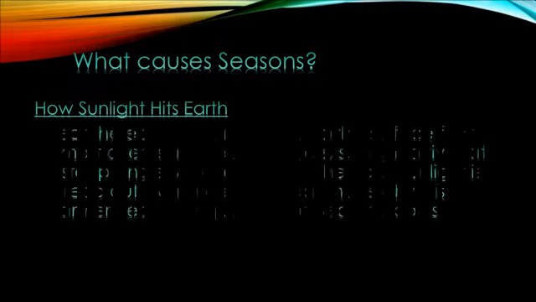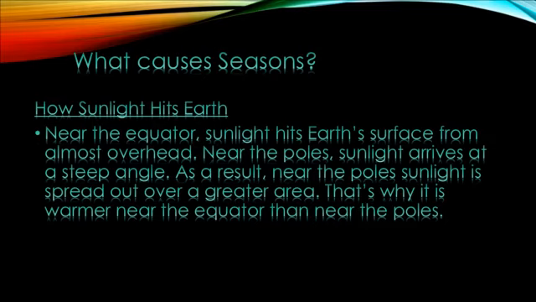The first is about how sunlight hits Earth. As you know, near the equator, sunlight hits Earth's surface from almost overhead. Near the poles, sunlight arrives at a steep angle. As a result, near the poles, sunlight is spread out over a greater area. That's why it is warmer near the equator than near the poles.